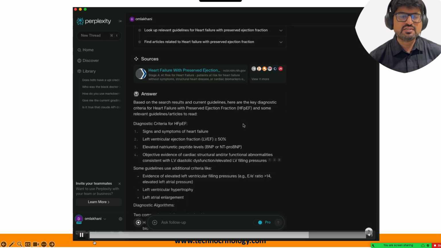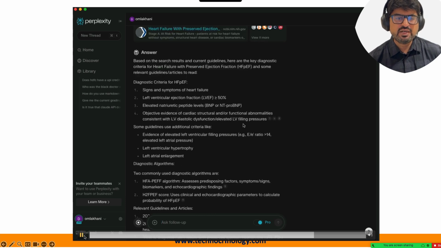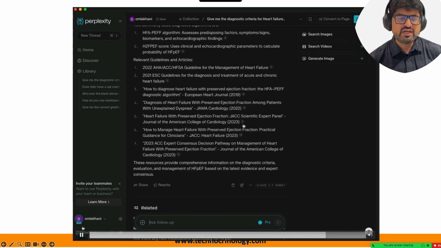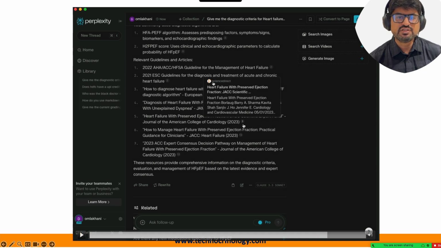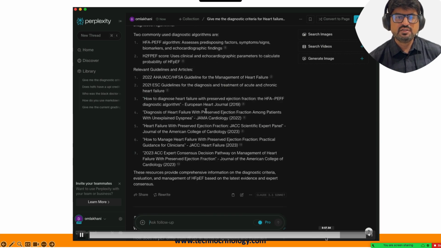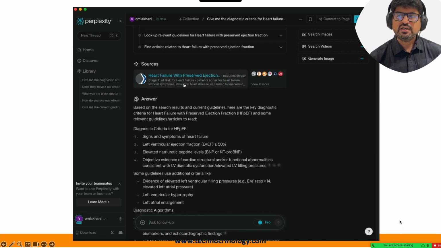Okay. So this is what it will say. Based on the search results on the current guidelines, here are the key diagnostic criteria for HFpEF. Diagnostic criteria for HFpEF: signs and symptoms of heart failure, LVEF more than 50%, elevated NT-proBNP or BNP, objective evidence of cardiac structural abnormalities. Then you go ahead, it gives you diagnostic algorithms, etc., and everywhere it is giving you citations, right? So these are citations. You can go and cross-check all these citations and look for the information directly. Okay, right? So this is how a RAG system works.